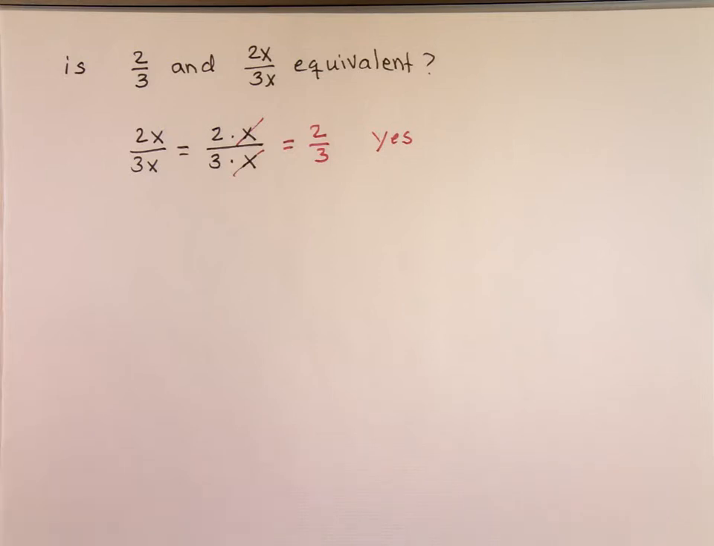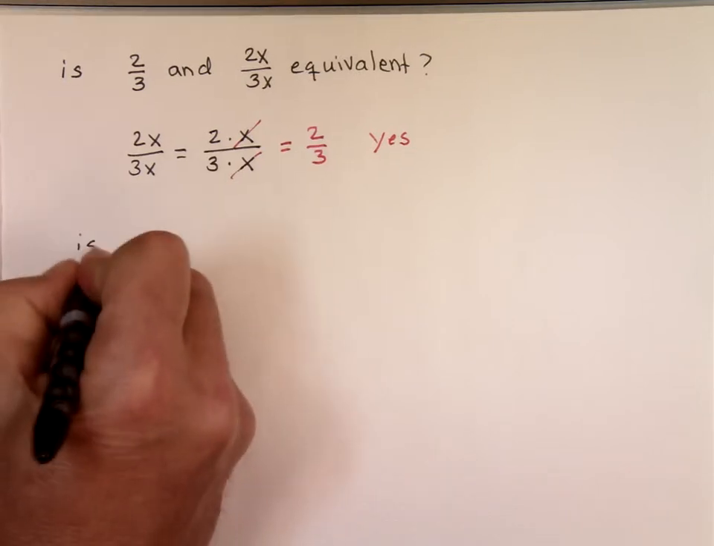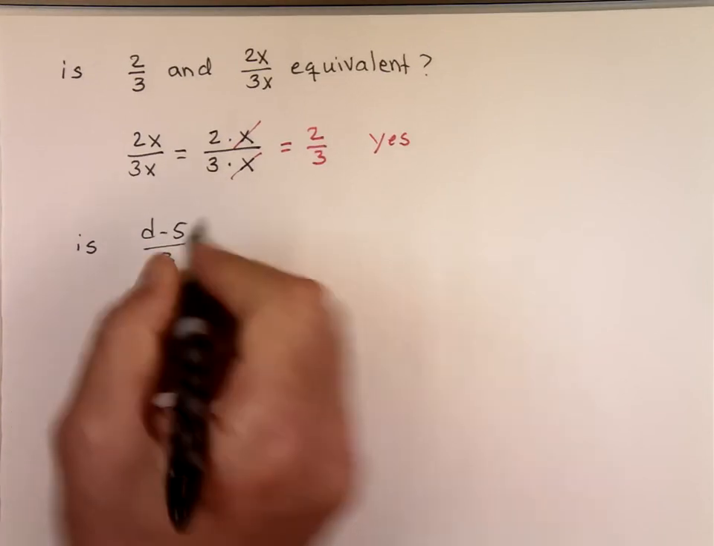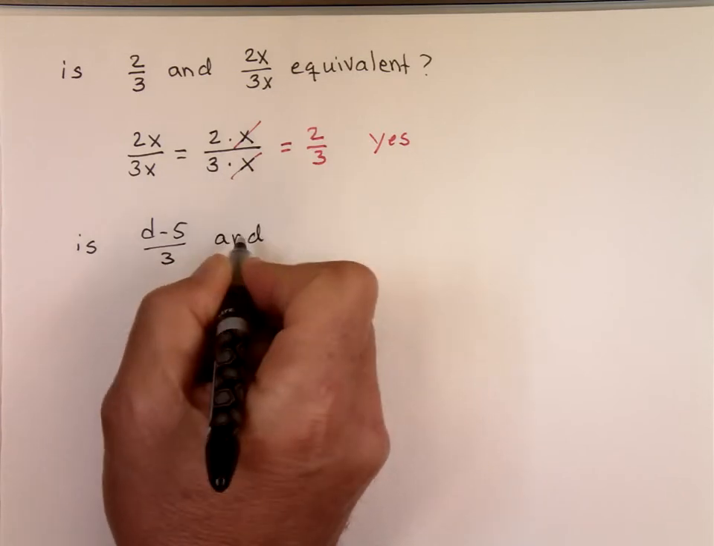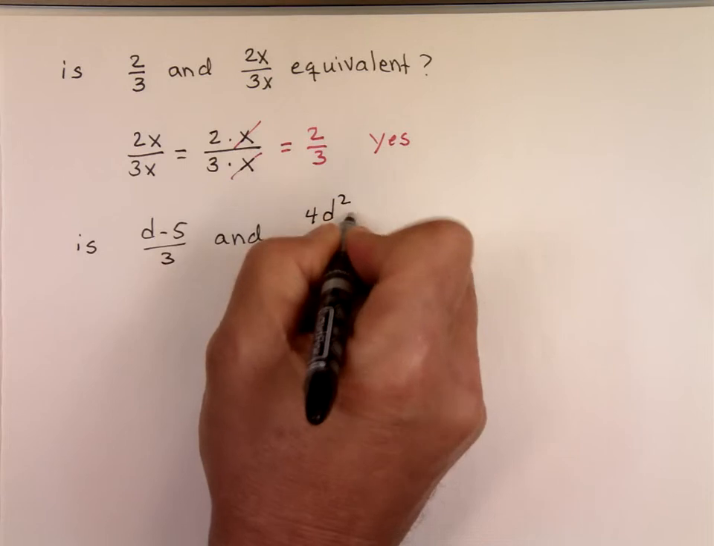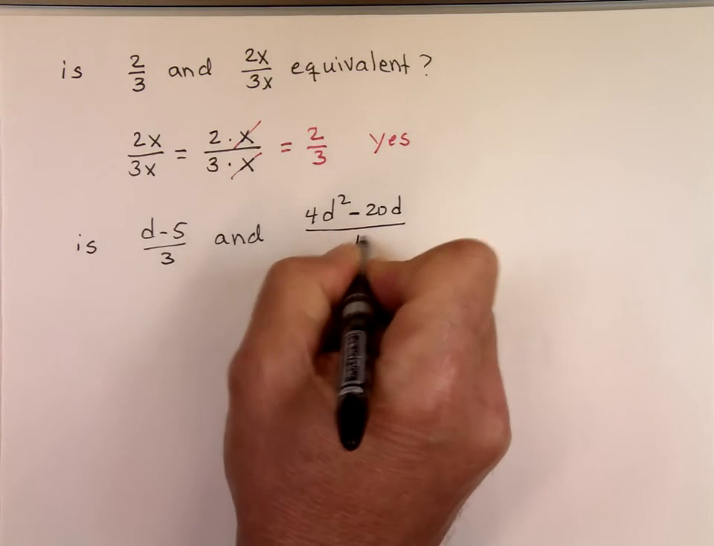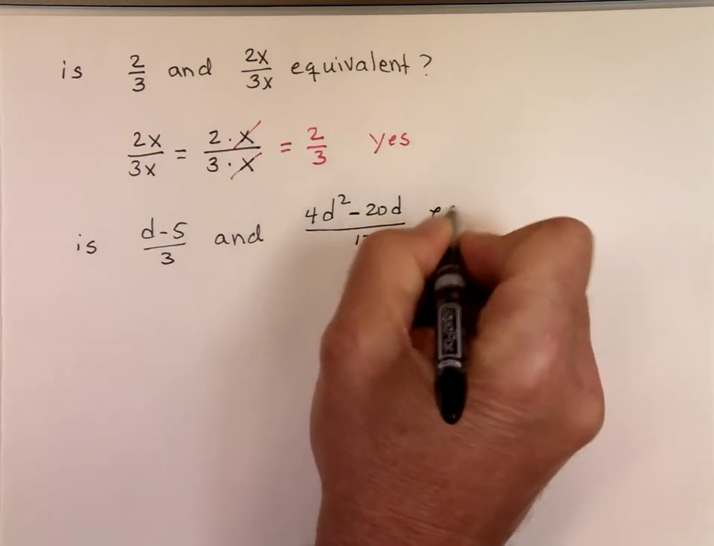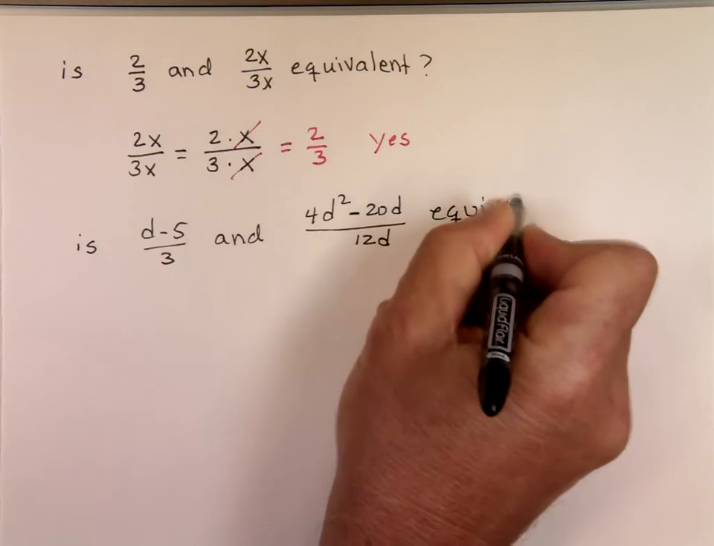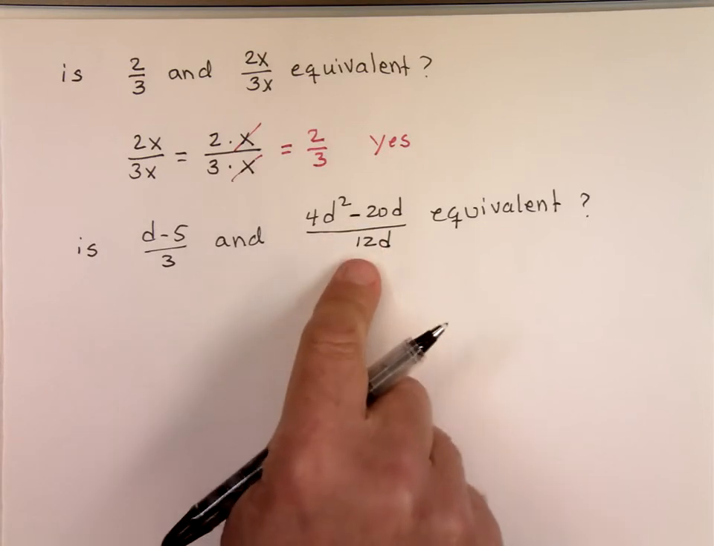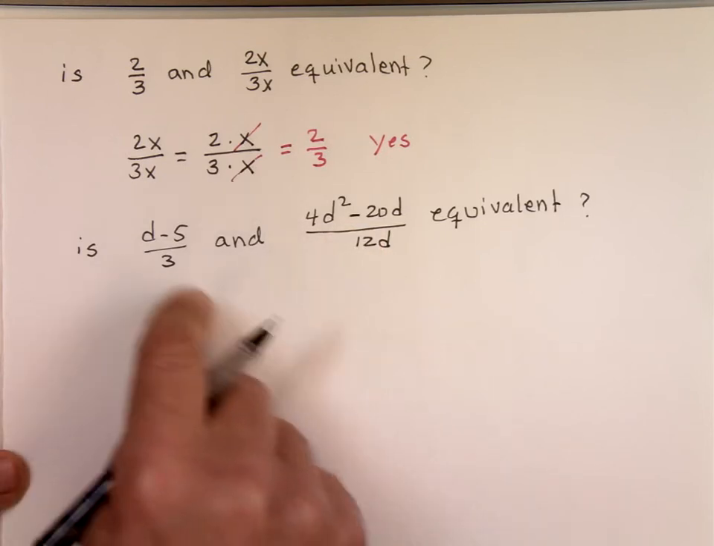Let's apply the same logic for the other problem. Is d minus 5 over 3 and 4d squared minus 20d divided by 12d equivalent? And let me take the bigger one, which is this one, try to simplify it, see if I can change it to this.